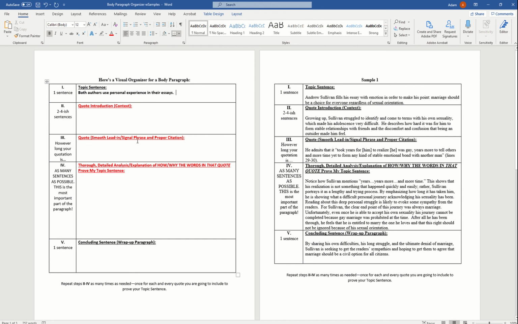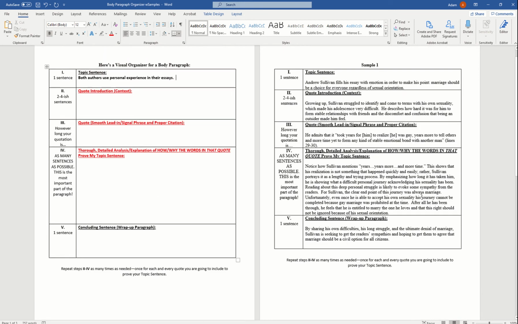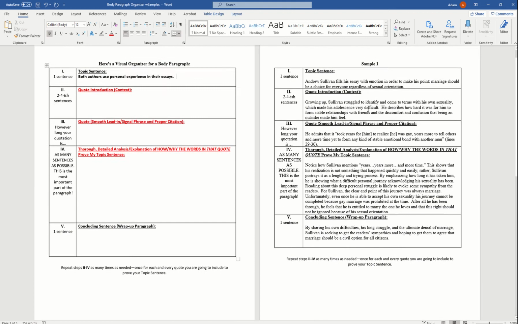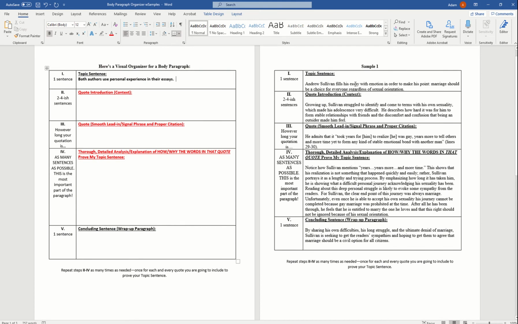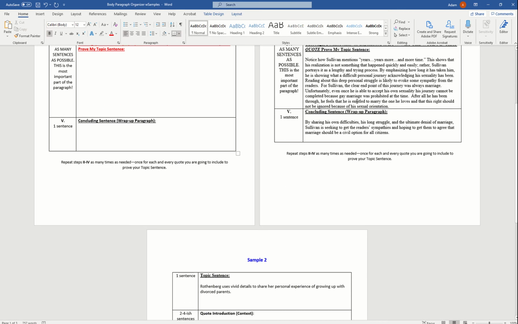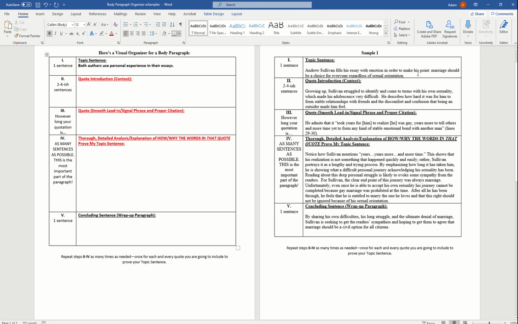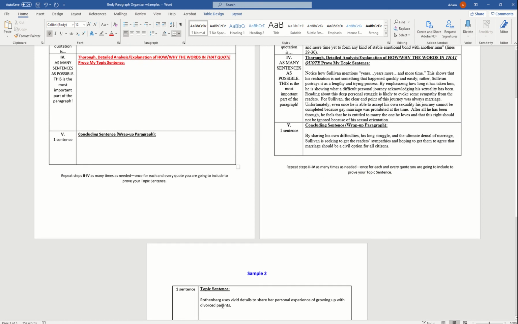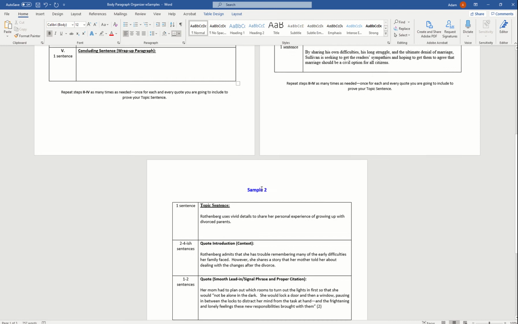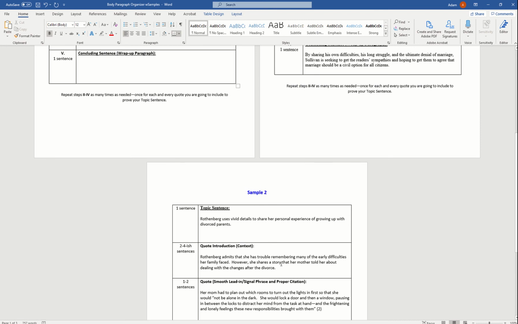And then I need a quote introduction. There's two on here, by the way. There's one for Sullivan and one for Rothenberg. They don't go together, though. Actually, no, this one was more about emotion to make a point, and this one was about vivid details. So these are two separate example body paragraphs. Rothenberg uses vivid details to share personal experience of growing up.